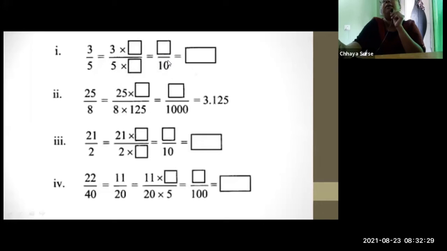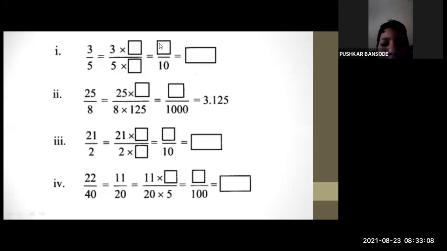Now we got the power of 10. Because 5 we are converting into a power of 10, that's why we multiply 5 by 2. If we multiply the denominator by 2, 3 also we multiply by 2. What will the common fraction be here? Yes, Pushkar, 6 upon 10. Very good.